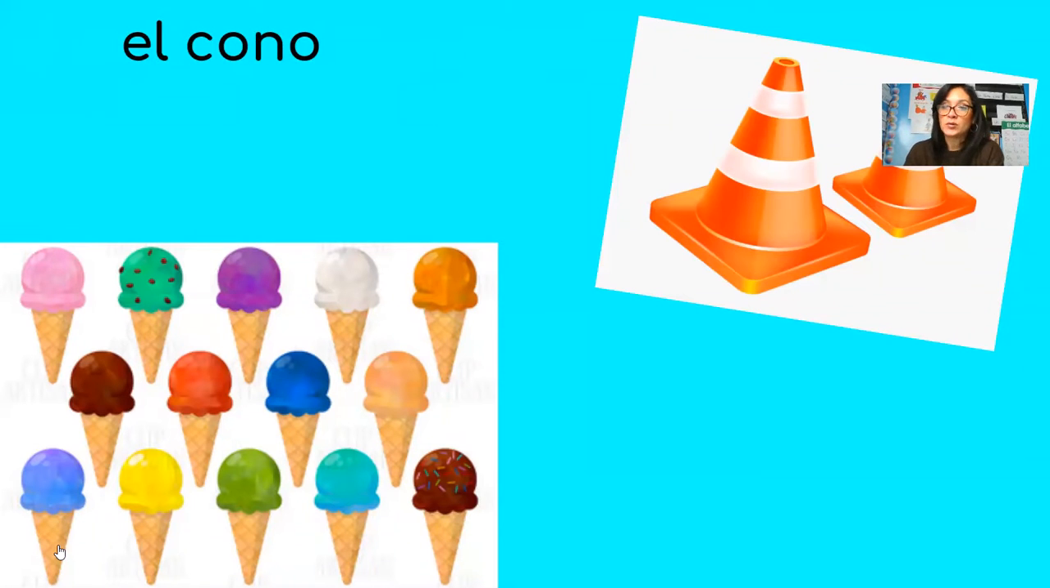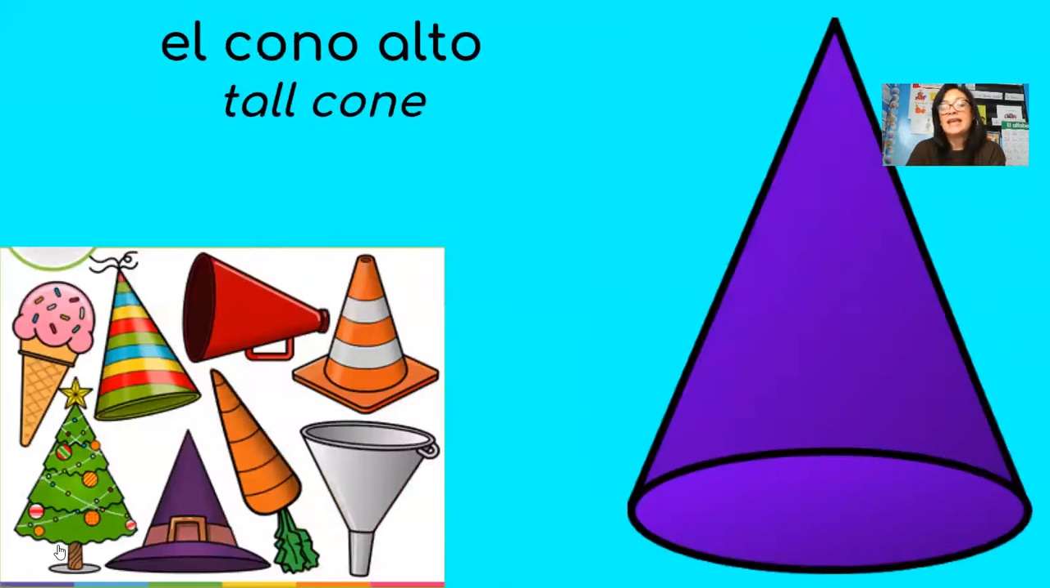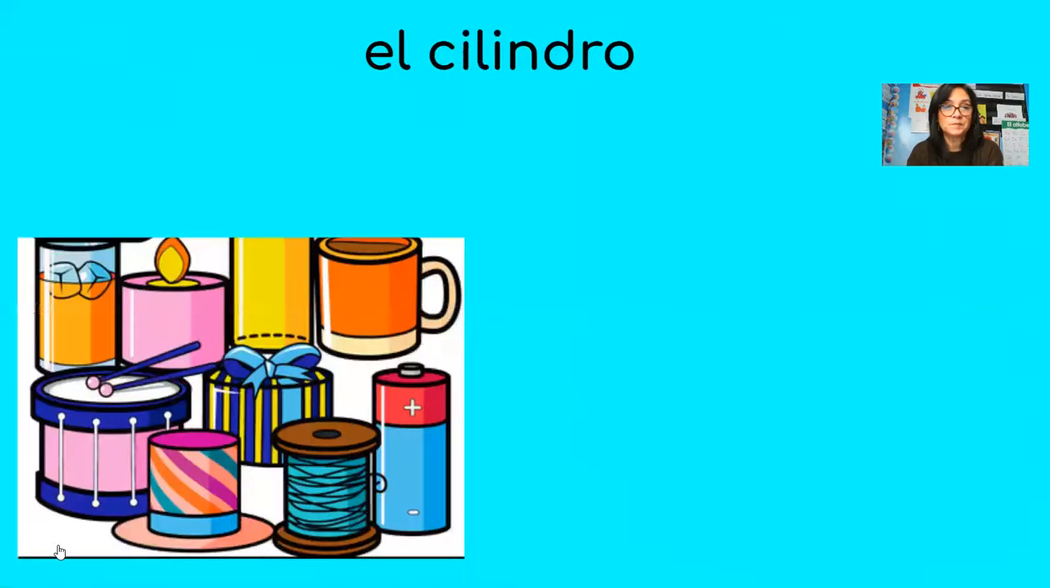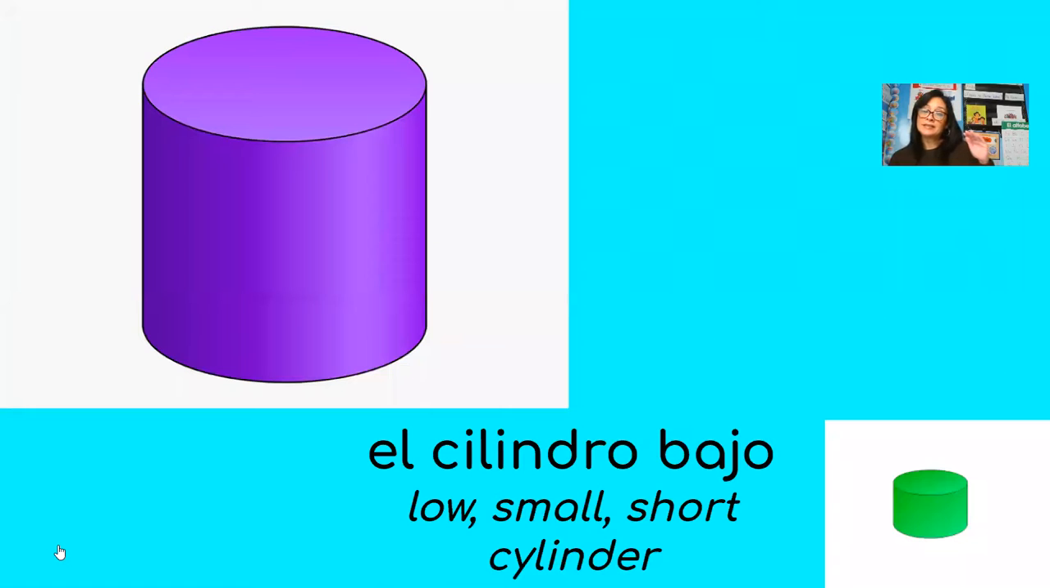Cono. El cono. El cono alto. Tall cone. Alto means tall in Spanish. El cilindro. Cilindro significa cylinder in inglés. It means cylinder. El cilindro bajo. Bajo in Spanish can mean low, small, short. Any one of those. El cilindro bajo, low cylinder, short cylinder, small cylinder.